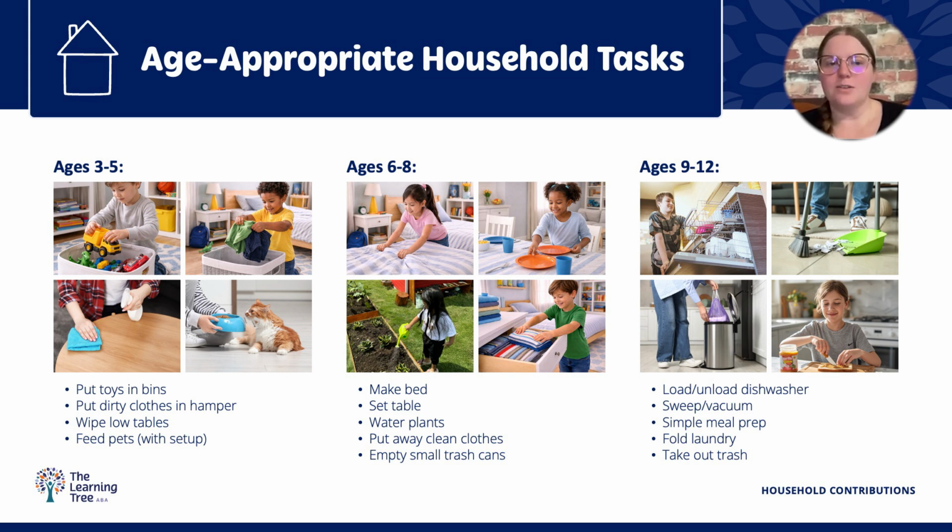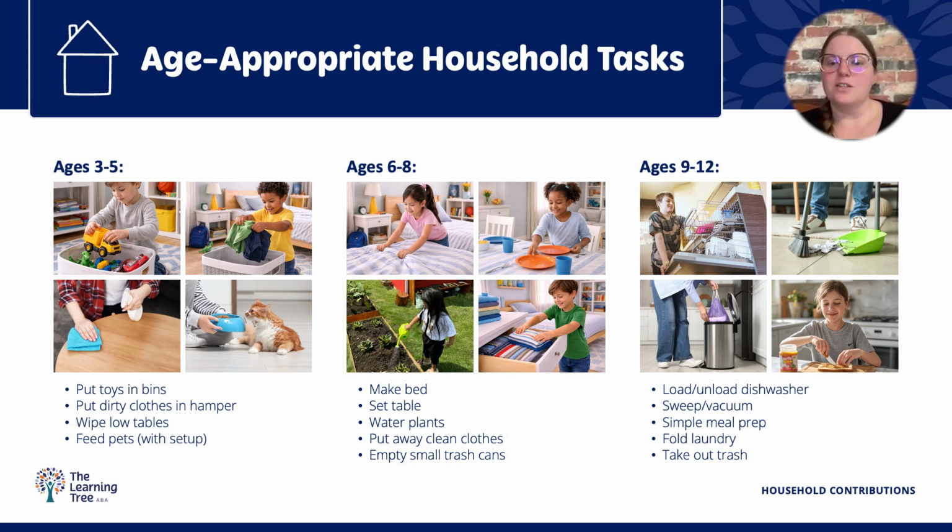Some age-appropriate household tasks. So starting around 3 to 5, we can start assigning and asking our child to put toys into their bins, put dirty clothes in their hampers, wipe low tables, and feed pets, with additional support, maybe making sure they have the measuring cup, the bowl, and easy access. From ages 6 to 8, the child can start learning to make their bed, setting the table for family meals, watering plants, putting away their clean clothes, and emptying small trash cans.